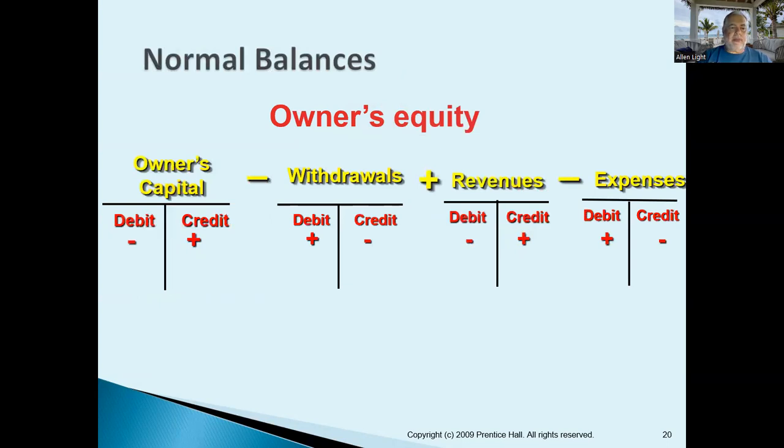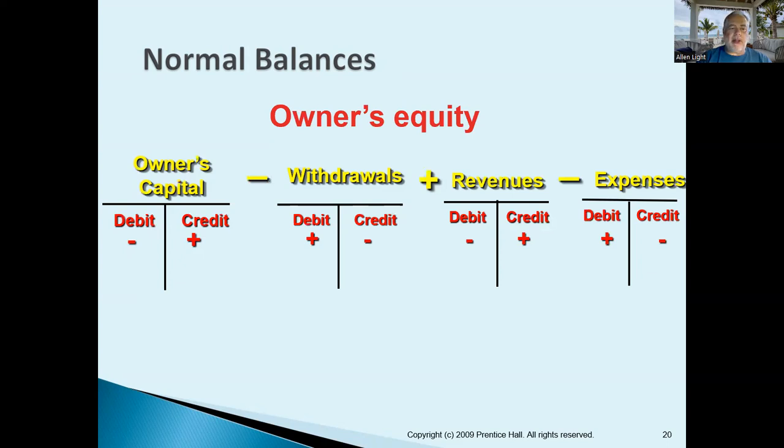So this is the normal balance slide for owner's equity. Owner's capital minus withdrawals plus revenues minus expenses. That's how we get our new balance in our owner's capital. But notice how the pluses and minuses have to work. And you can use these screens. These screens are great to study as far as what your normal balances are.